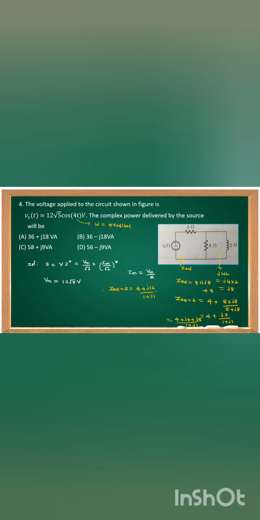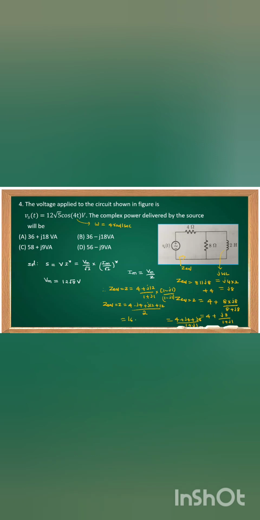Correct? Then multiply with the complex conjugate, 1 minus j1 by 1 minus j1. I'm simplifying this one, sir. If we simplify this, Z equals 4 minus j4 plus j12 minus j times j, j square is minus 1, minus into minus plus 1, by 1 plus j1 times 1 minus j1, which is 1 square plus 1 square, that is 2.